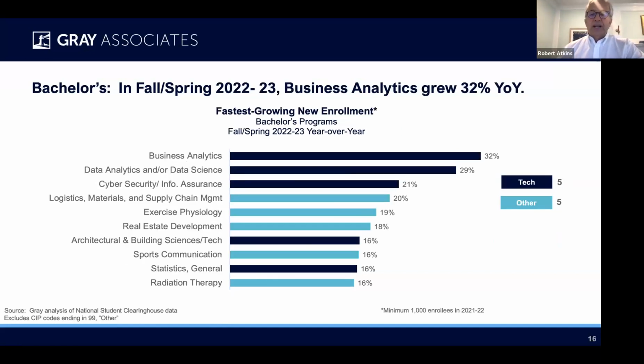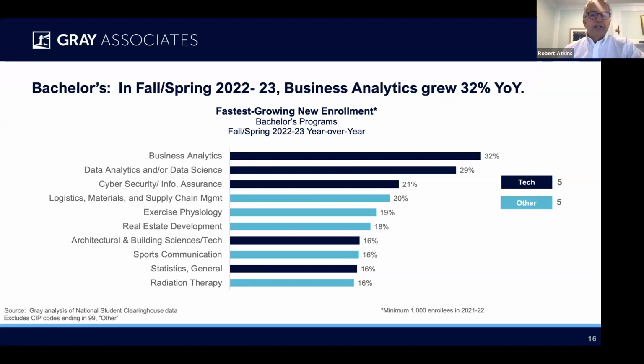So what's growing the fastest? Oh, well, business analytics. That's been red hot, and really it's very similar to data analytics or data science. So if you put those two together, you have a very large, fast growing opportunity. I had mentioned cybersecurity. That's also grown very well, both at the associate's and the bachelor's level, and actually it's very healthy at the master's level as well. And up here we can see it's up 21% year over year. Then we have other things, logistics, exercise physiology, real estate development, architecture, sports, and radiation, all up 15% or more.